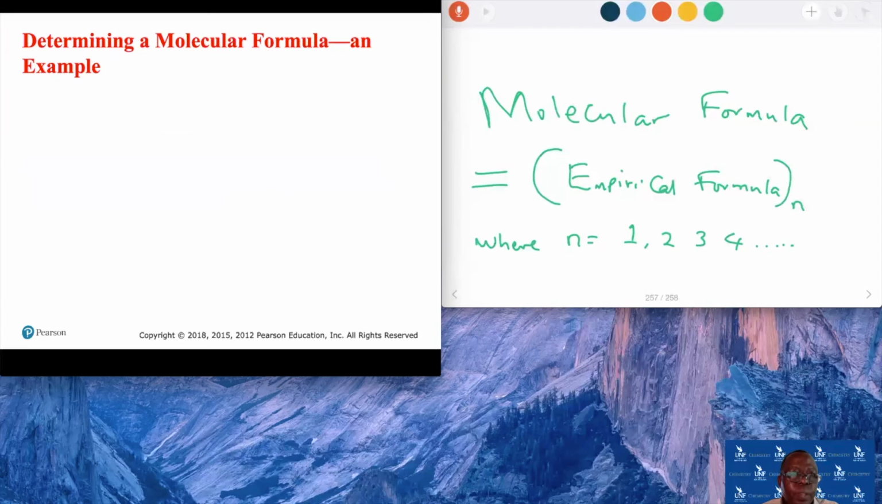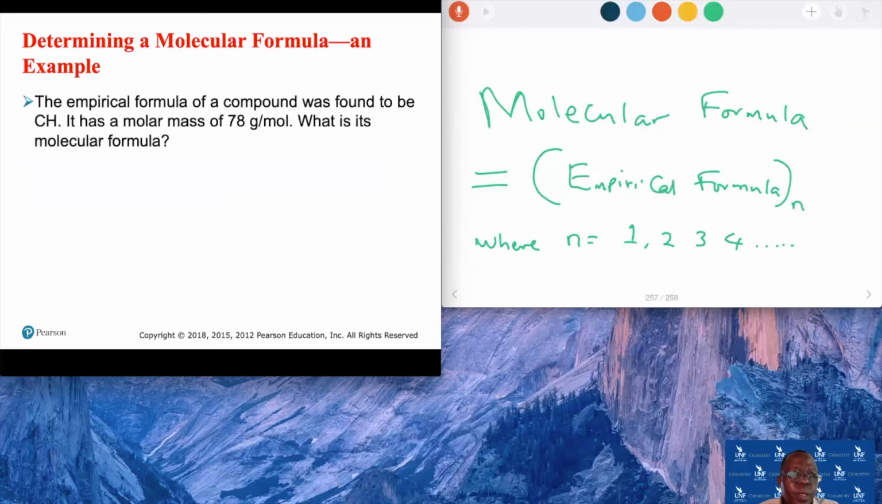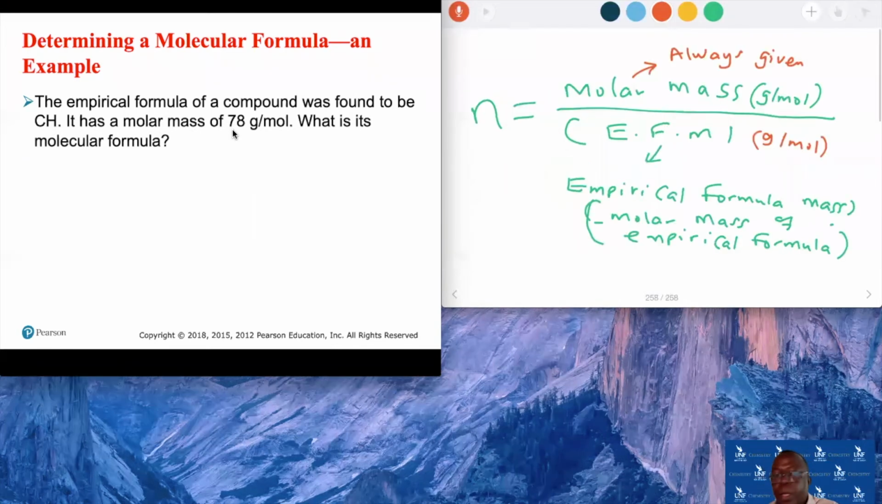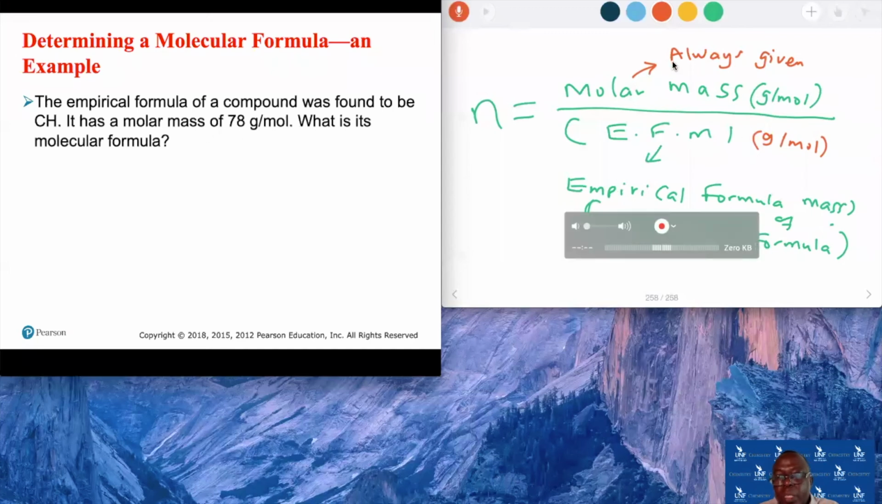So how do we do that? The empirical formula for a compound was found to be CH. It has a molar mass of 78 grams per mole. Look at my whiteboard. This molar mass is always given, this is what I was saying. At the top is the molar mass.